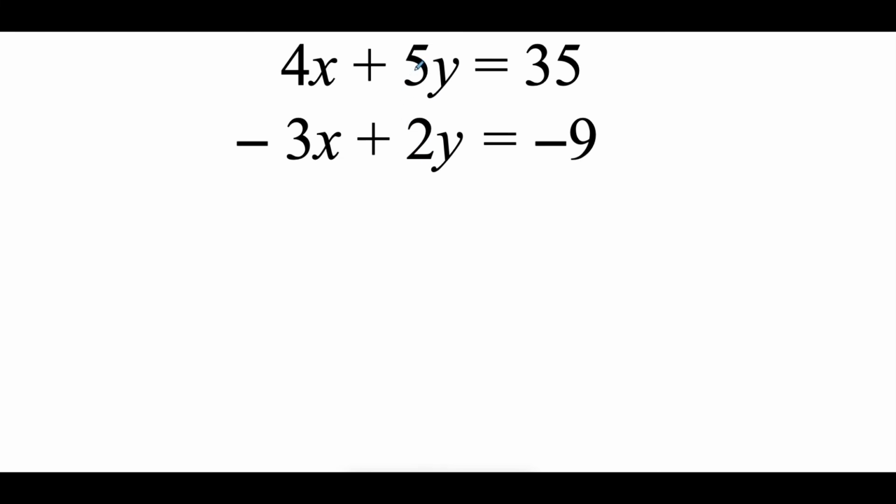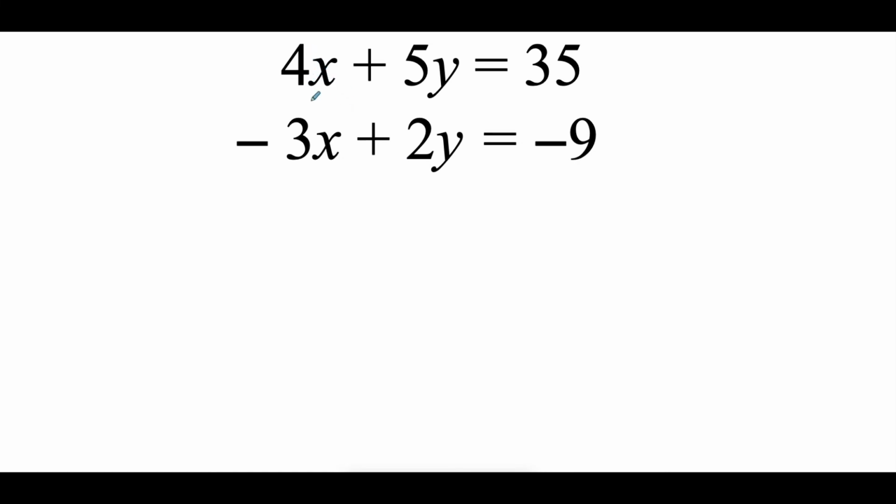We've got 5y and 2y, and there's not really a nice way to multiply 2 and end up getting 5 as our answer. So this is actually going to be a case where we need to multiply both of the equations by something in order to get opposite numbers in front of one of our variables. So the very first thing that we have to do is decide what variable we want to try to eliminate. And for this one, let's do the x's.